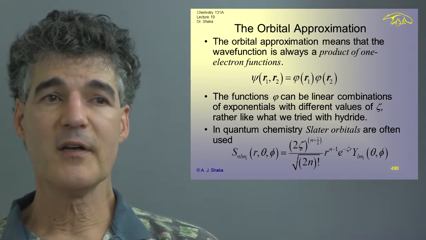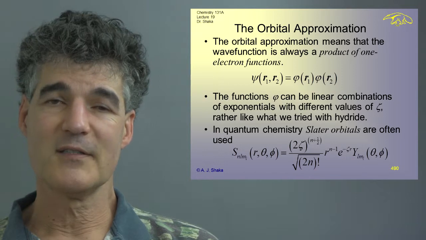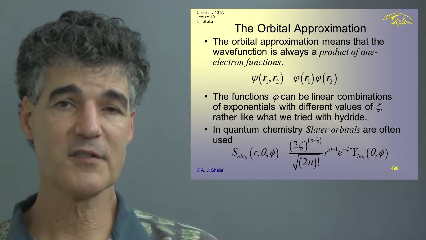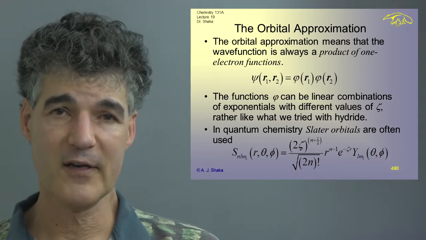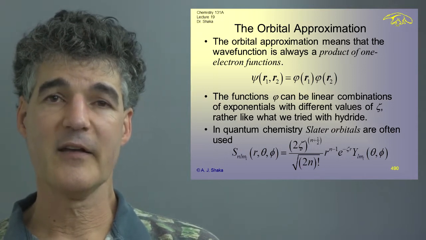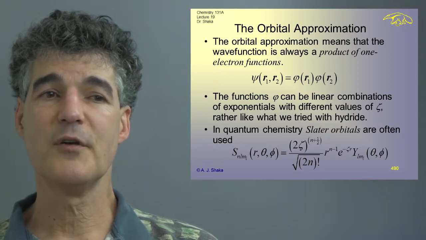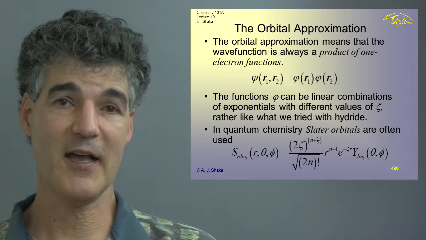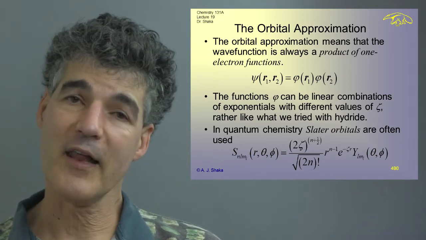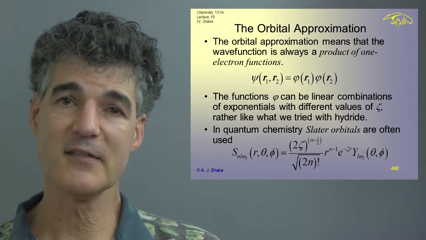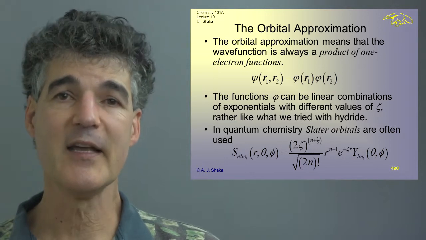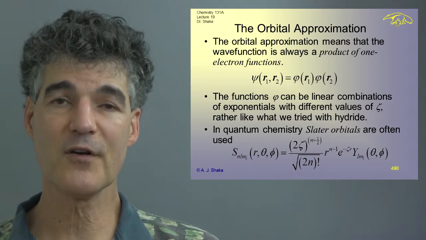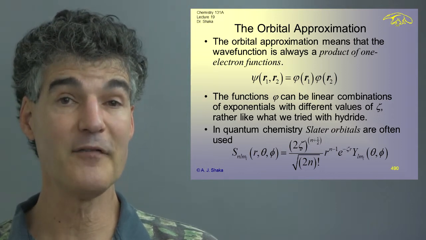The question is, what sort of orbitals should we use? An American physicist by the name of John Slater suggested that what you ought to use are orbitals that are easy to integrate. This is like looking around a lamppost to find your keys. It's the only place there's any light. And you look for things that are easy to integrate because you're going to be doing a lot of integrals.